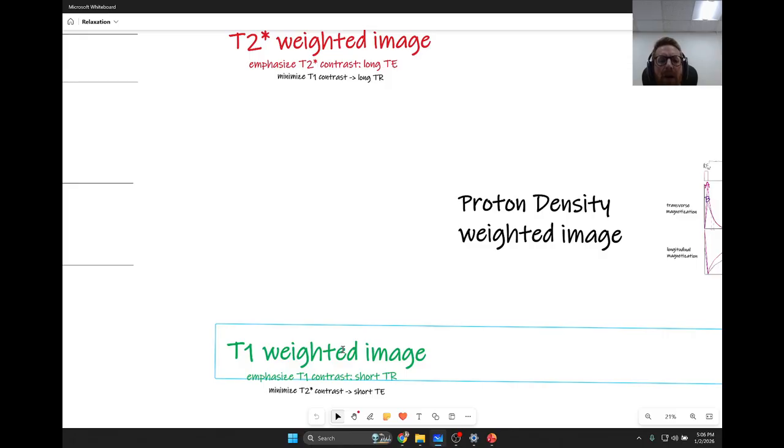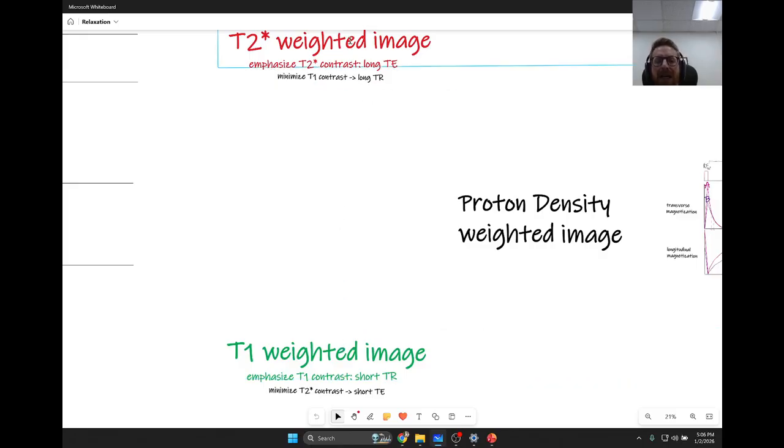If you can reproduce those graphs, you can derive these facts that I'm telling you. So if you want to figure out, well, what do I want the TR to be in a T2 star weighted image? Think about it like this. If a short TR is going to generate T1 contrast, in a T2 star weighted image, we're going to want to minimize T1 contrast. In a T2 star weighted image, we want the contrast to be primarily due to the T2 star properties, differences in T2 star of the different tissues. So to minimize T1 contrast, we're going to do the opposite. Instead of a short TR, we're going to have a long TR.